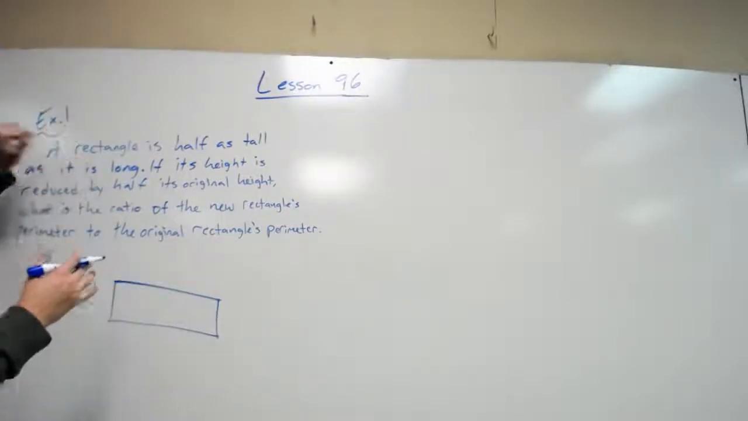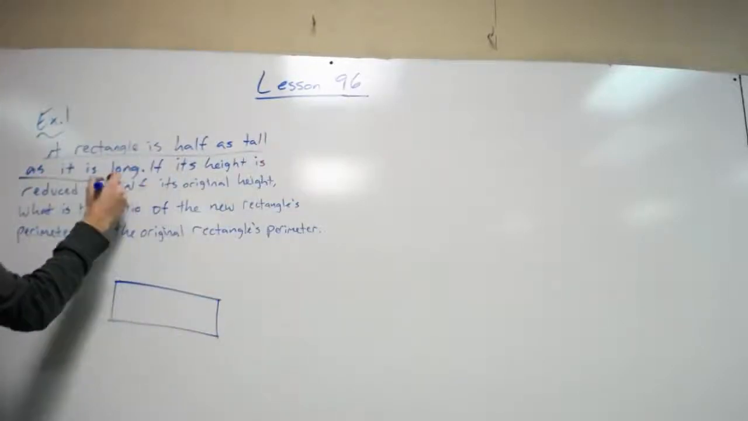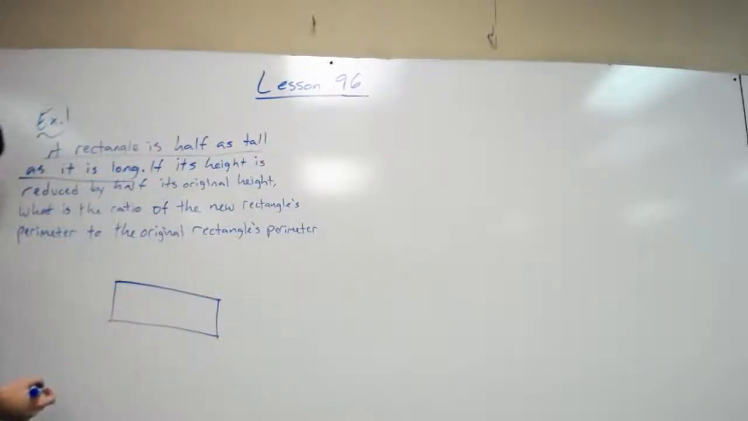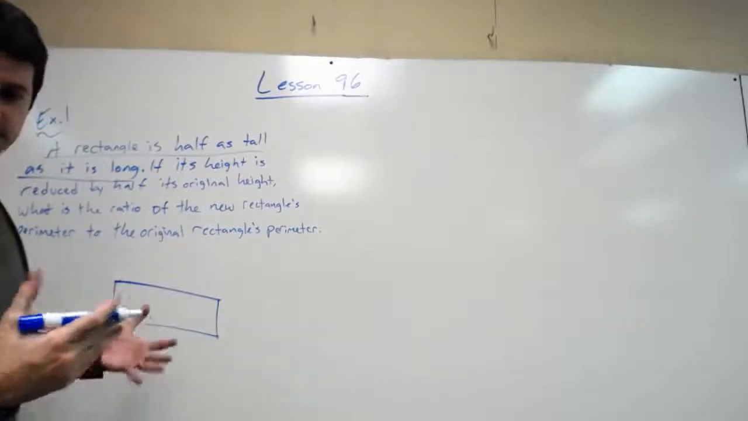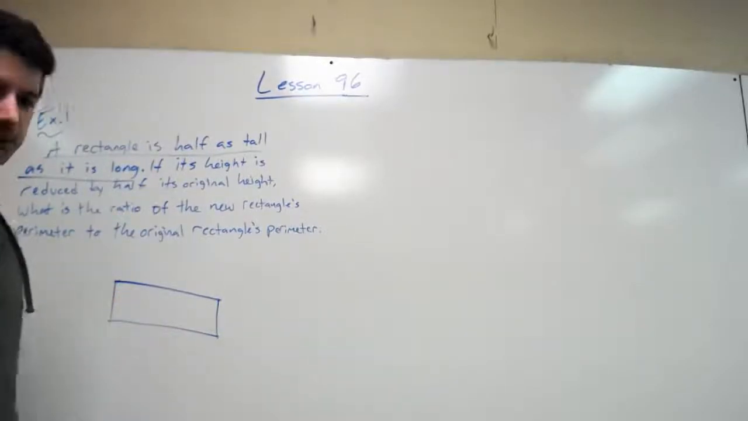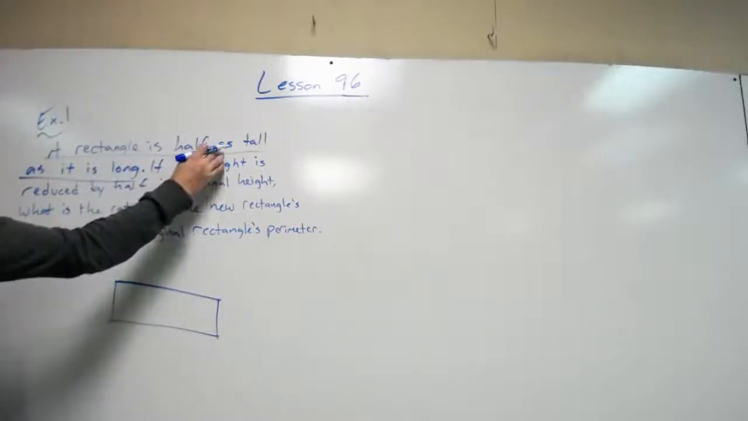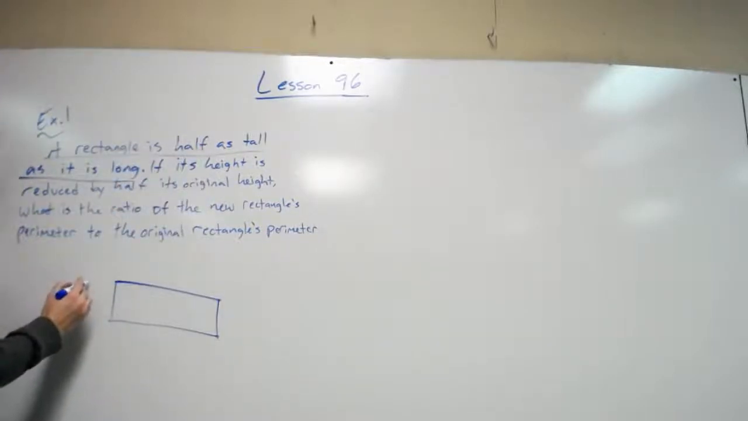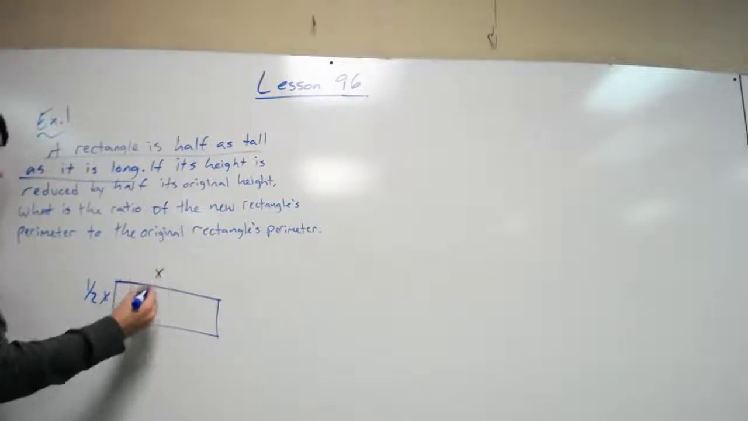So let's look at this first part. We're on this sentence: a rectangle is half as tall as it is long. It's not going to give us any dimensions. It's not going to say your length is 5 or width is 12 or whatever. It's just going to say it's half as tall as it is long. So I'm going to say 1/2 x and x.